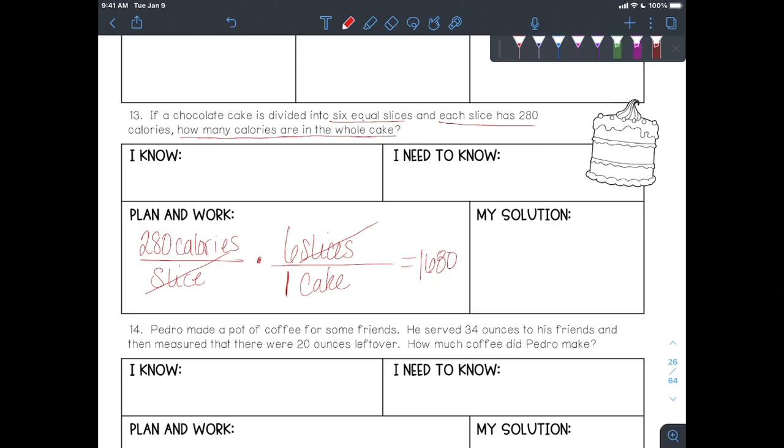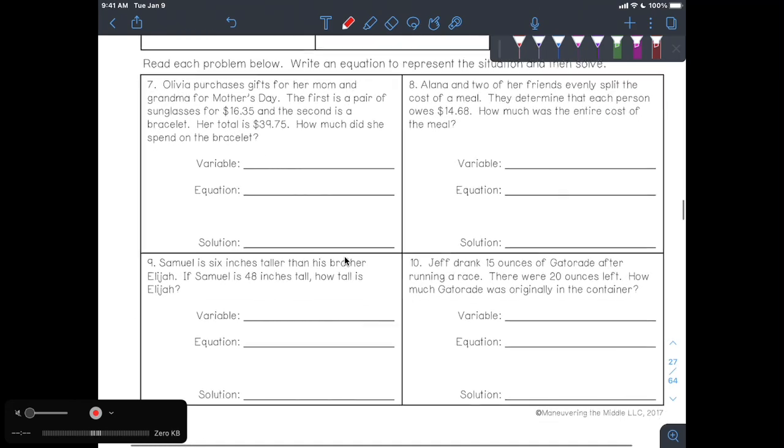So notice, I'm using the wording they gave us. Each slice has 280 calories, 280 calories per slice, multiplied by 6 equal slices that the cake was divided into, 6 slices per cake. And if I multiply these together and I look at my units, I can cancel off slices. And I'm left with calories per cake, total calories for the cake. All right, one more.